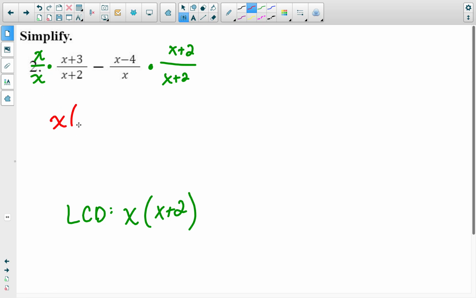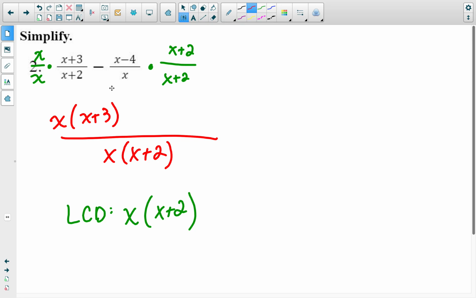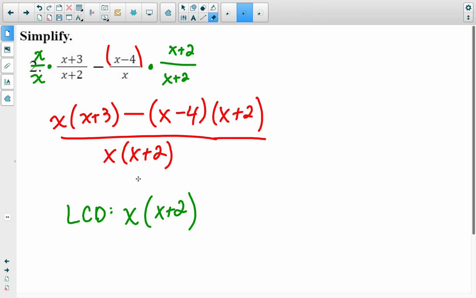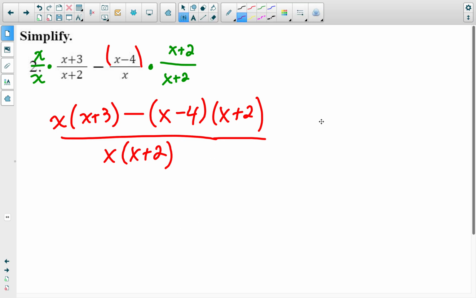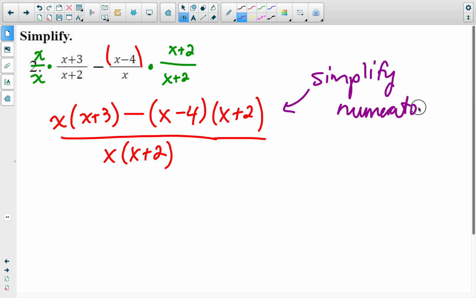Okay, this left numerator becomes x times x plus 3. And I'm going to go ahead and write these over a single fraction bar in this step. Okay, x times x minus 3 minus, now we have our quantity. Remember, this quantity becomes something that's in parentheses, minus the quantity x minus 4 times the quantity x plus 2. So we are over a single fraction at this point in time. Now we're going to simplify as much as possible. Okay, simplify your numerator as much as possible. That's just to see if anything cancels out.